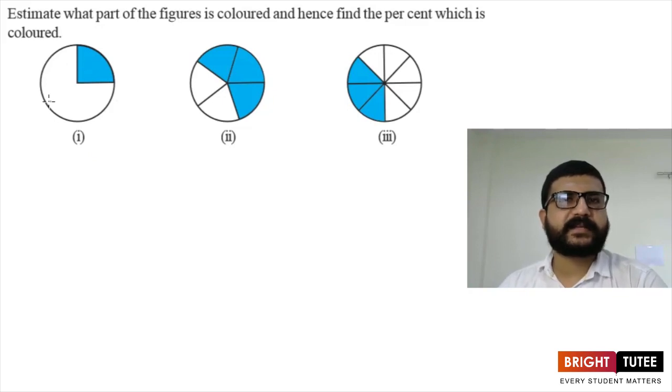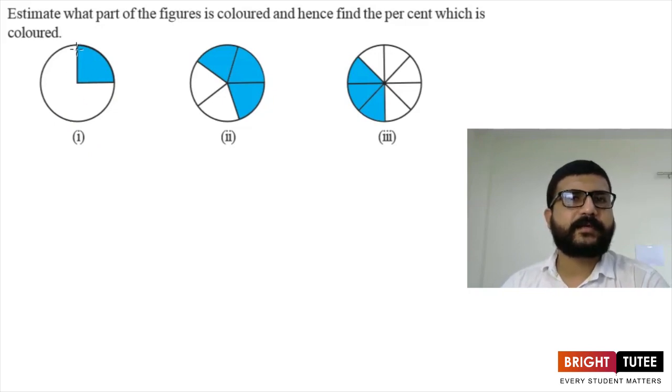Let's consider the first circle here. So what do you think? What fraction of this circle is colored? What we can do is extend this line like this, and now we can extend this line also like this. Now can you tell me what fraction of this circle is colored? As we can see, this circle is now divided into 4 parts, and 1 part out of 4 is colored. So the fraction which is colored is 1 upon 4.